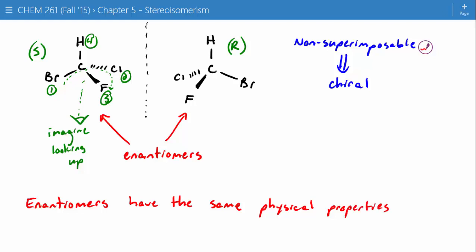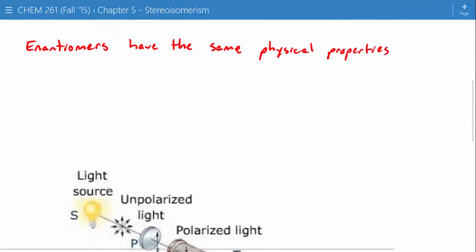Just like your left hand has essentially the same properties as your right hand. They can do roughly the same things. Same things with these molecules. They behave the same in terms of their intermolecular forces, polarity, you name it. They're identical. So the question is, how do chemists distinguish between one chiral molecule, one enantiomer, and the other chiral molecule, its partner? It's pretty weird. So how can we tell them apart?